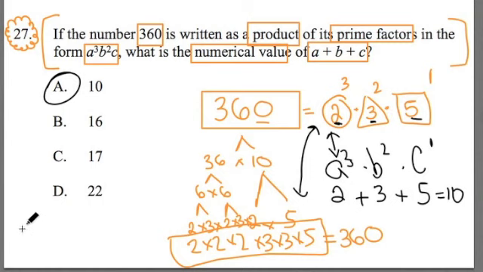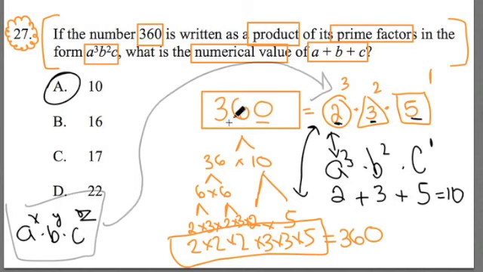I've seen problems like this where they have a times b times c, and then they have x, y, and z. So sometimes they just ask you a slightly different version. You have to match up this with this, and then you have to find out the sum of the exponents. So lots of different variations of this problem, all involving, and really the central idea here is prime factorization. Then you can add in all these other aspects.